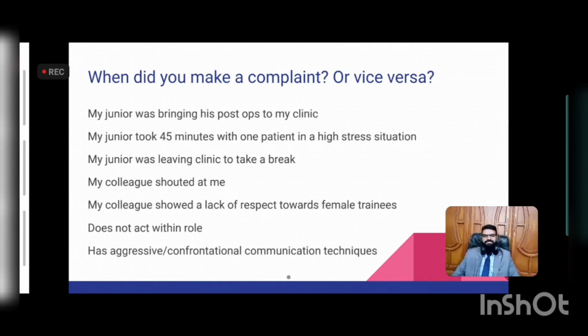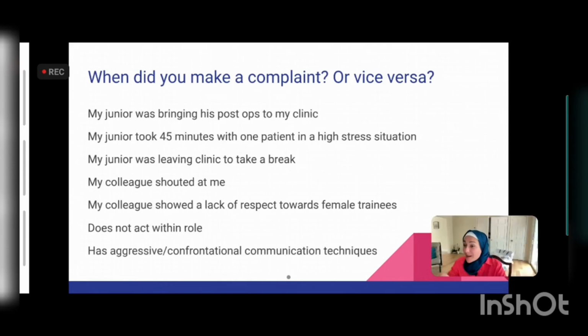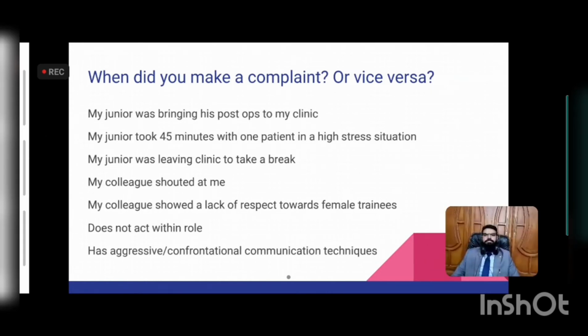So, for example, my junior was bringing his post-ops to my clinic. My clinic is a very overbooked, busy macular degeneration clinic. There's no space for extra patients. And those patients that he was bringing were taking time away from the patients that were supposed to be seen with the official appointment. So I got upset about this. And perhaps at that time, remember I told you, I wish I knew about the drama triangle. I should have had an adult to adult conversation with my junior to explain why this was an issue.